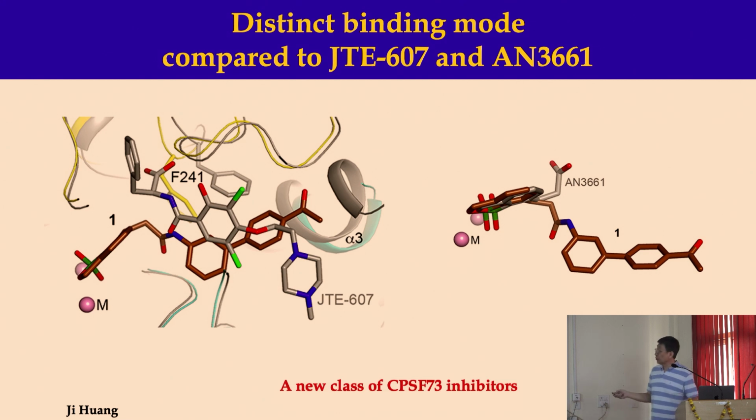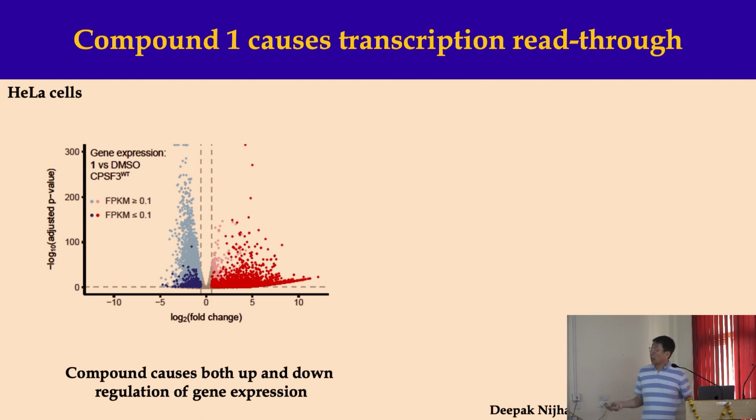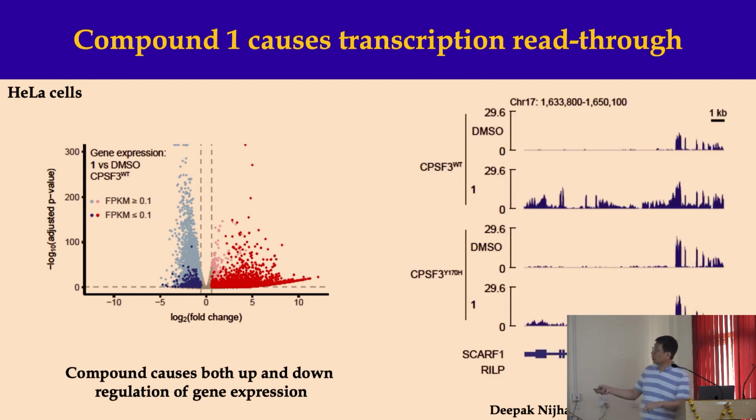So if we say that this represents a new class of CPS73 inhibitors, in the interest of time, I will skip over the left side to talk about the transcription read-through. Jeff and Deepak did an experiment. The sequencing shows that in the wild-type cells, the transcript goes from right to left. First gene RLP, followed by SCARF1, the second gene.